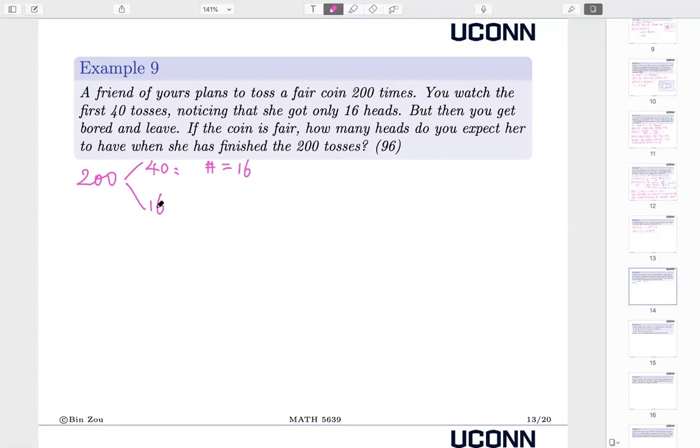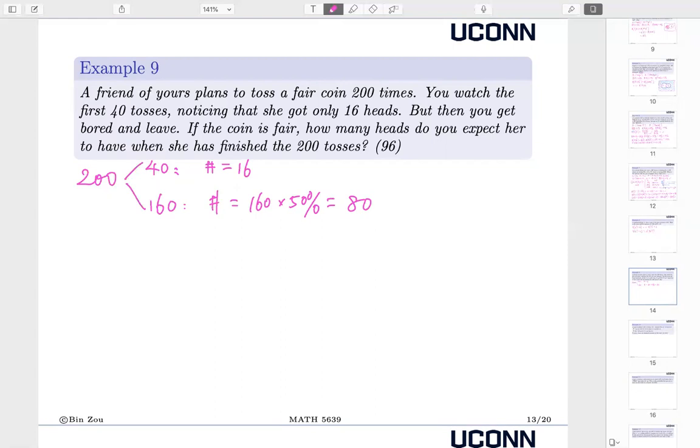They are 160 to go. Okay, you haven't watched. But this is a fair coin, so the chance of getting a head is the same as that of getting a tail, 50%. Given a 50% chance of getting a head and someone tossing 160 times, what do you expect? The total number of tosses times the probability, right? So you expect to see 80 heads for the remaining 160.